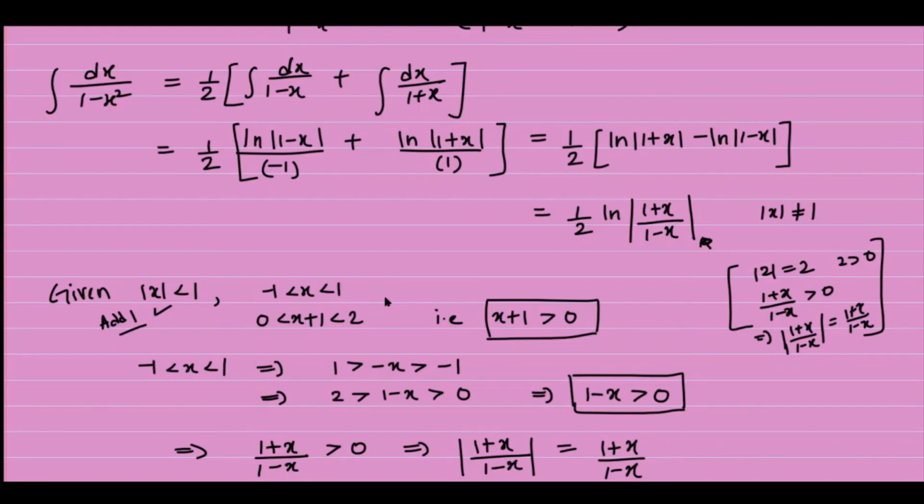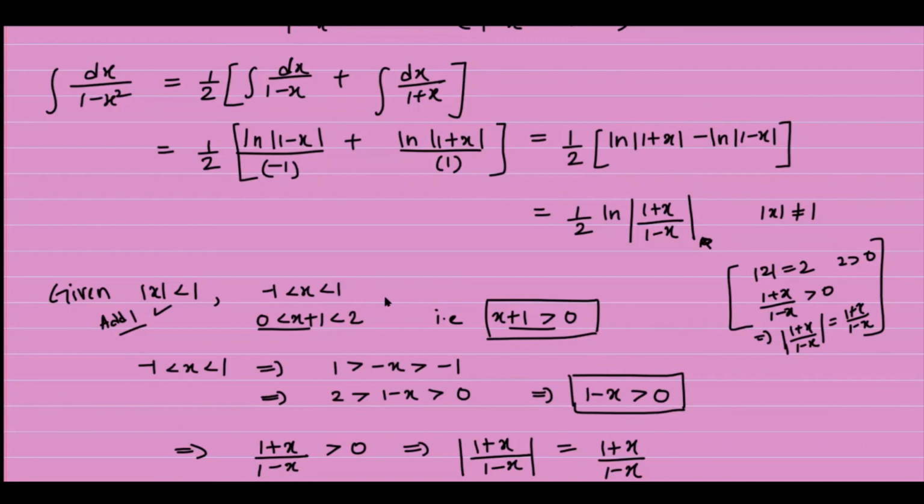1 minus 1 is 0, less than x plus 1 less than 2. So this implies from the first inequality we have x plus 1 is greater than 0. So we got the numerator is positive. Now we have to see the denominator. Denominator is 1 minus x.